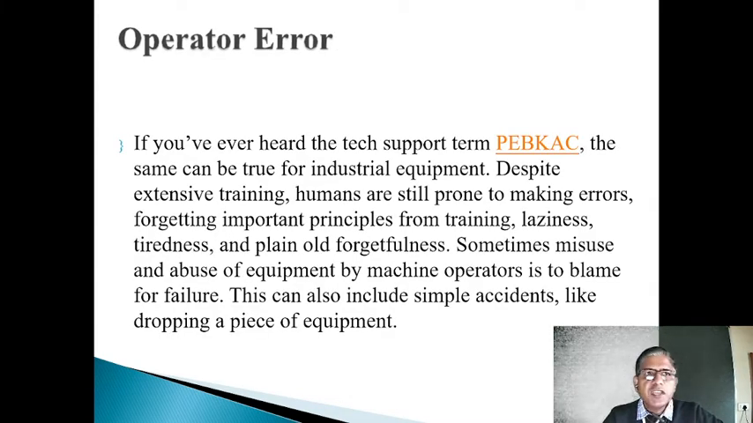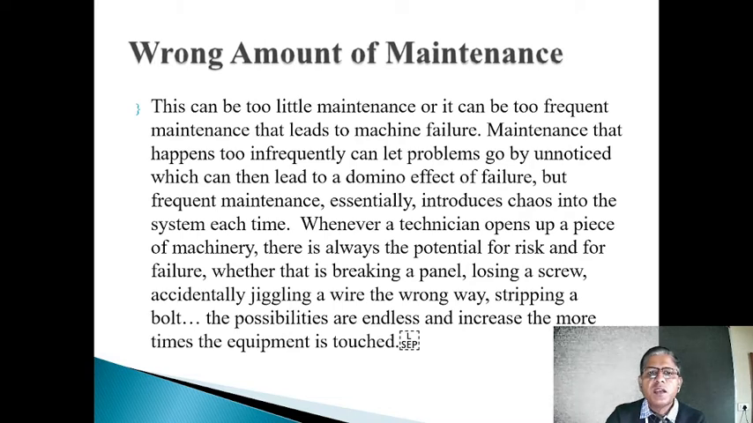Now every machine has an operating manual, and if the operator is not following the operating manual properly, then the machine is not being operated properly, and because of that the machine fails or the component fails. So this is because of human negligence, and that is why such types of failures are termed operator error.